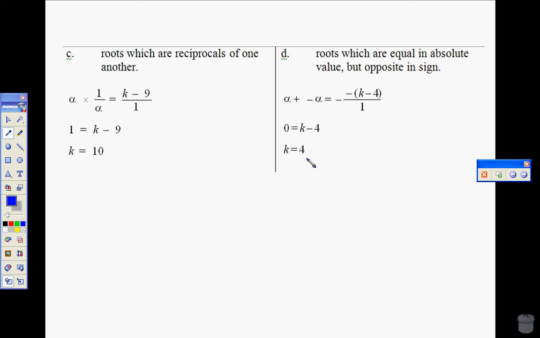Again, we're going back to trying the simplest way we can do these questions, and using product of the roots, sum of the roots, and the idea of what a root actually is to solve those equations.